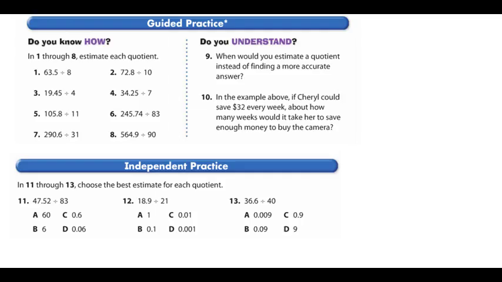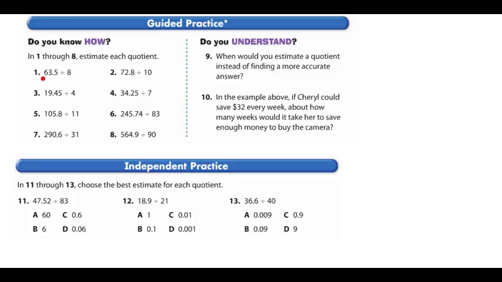Okay, make sure you're on page 184 and your notebooks and pencils are ready to go. So it says, in 1 through 8, estimate each quotient. And we have used compatible numbers in previous lessons, or rounded, but we're going to focus on compatible numbers.